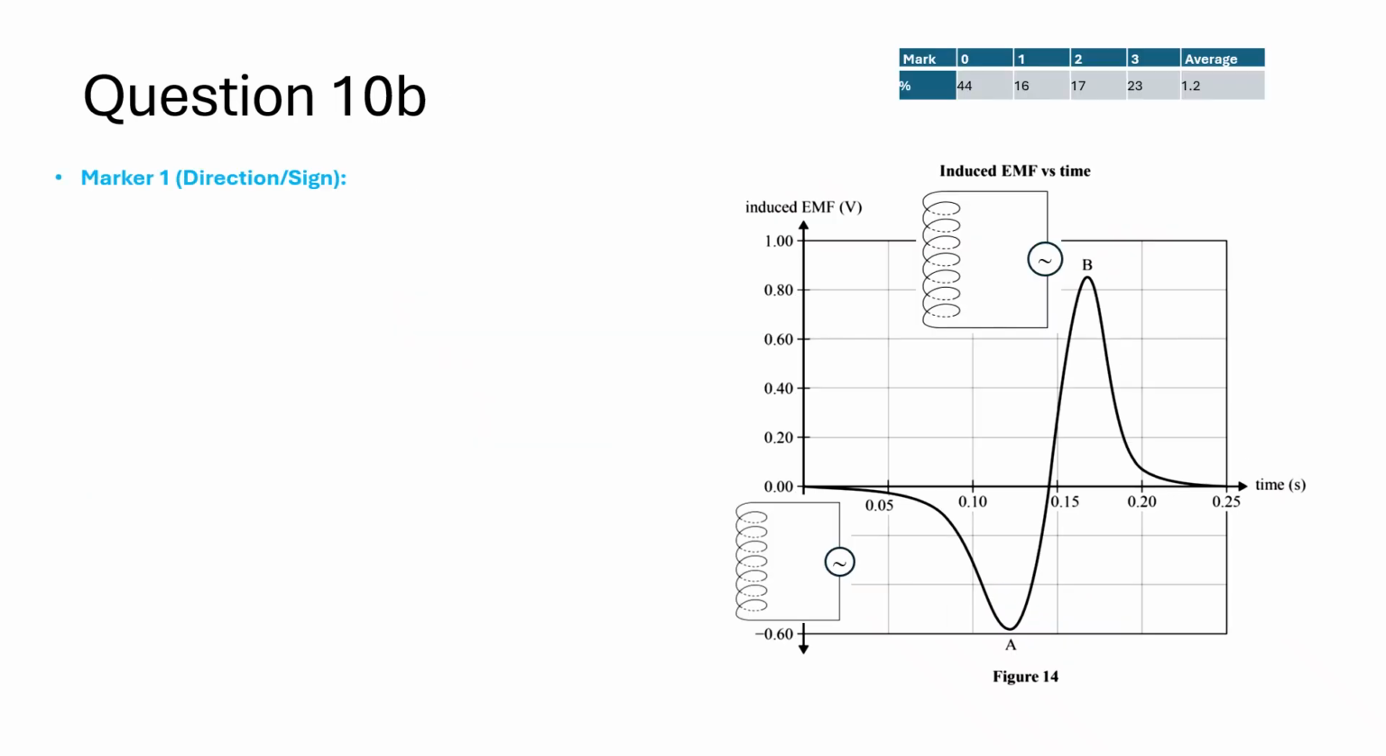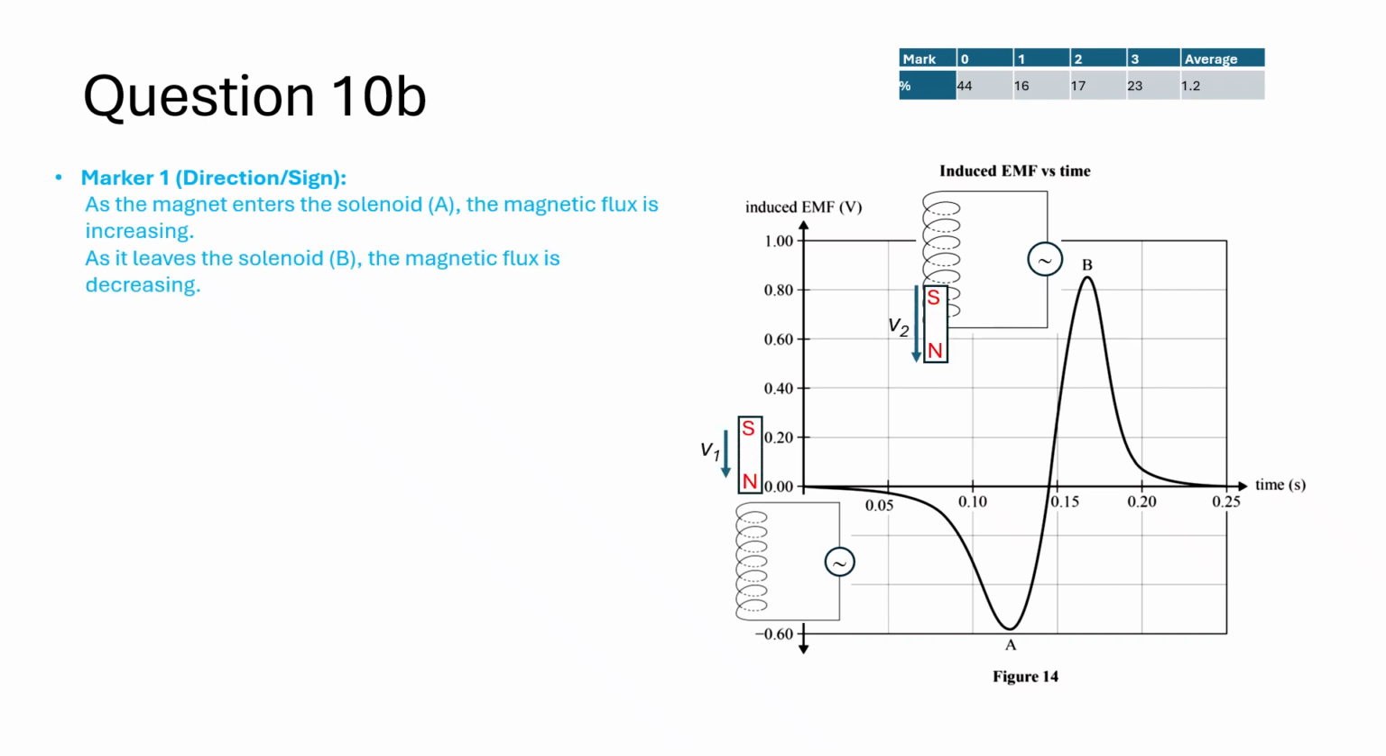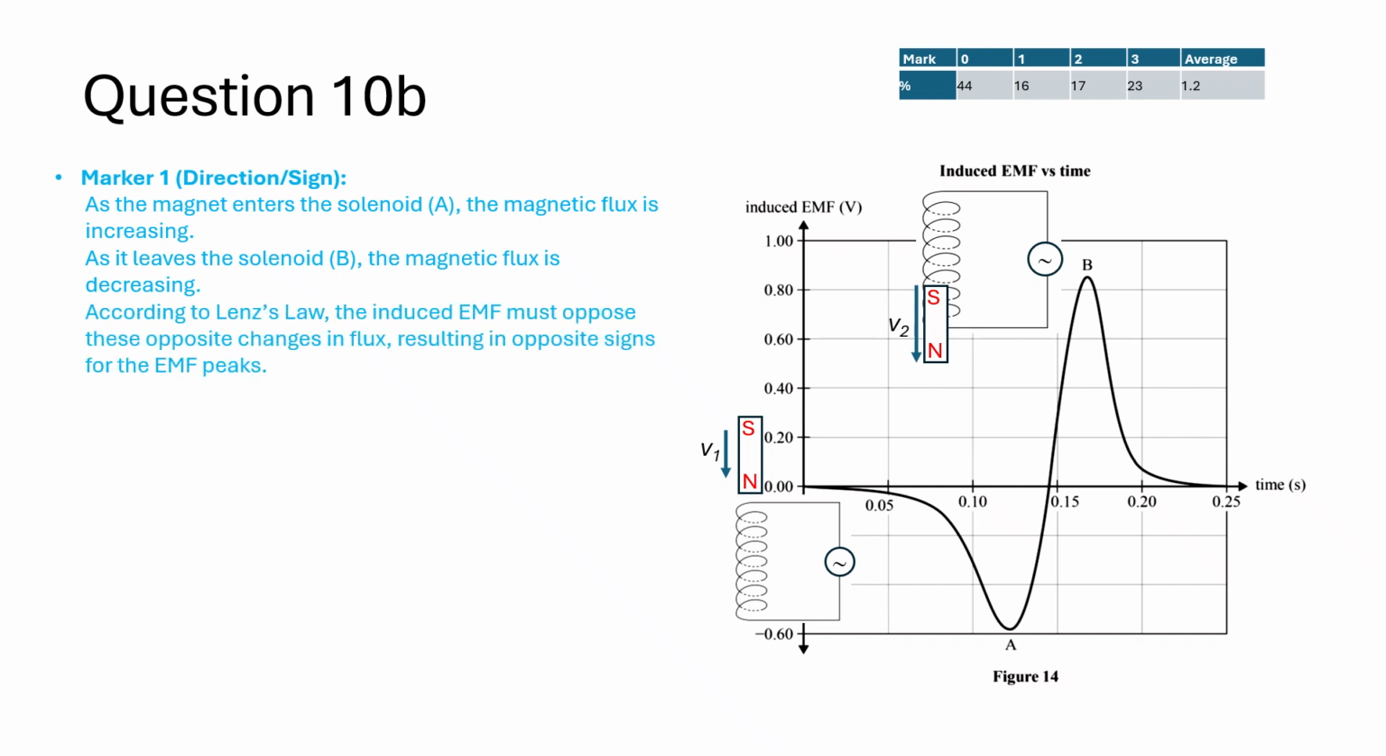Marker 1: direction. As the magnet enters the solenoid, A, the magnetic flux is increasing. As it leaves the solenoid, B, the magnetic flux is decreasing. According to Lenz's law, the induced EMF must oppose these opposite changes in flux, resulting in opposite signs for the EMF peaks.